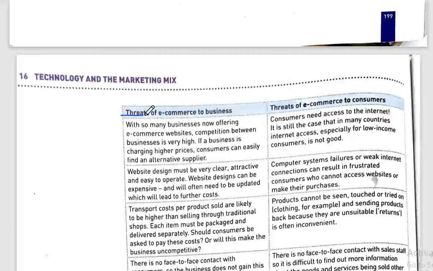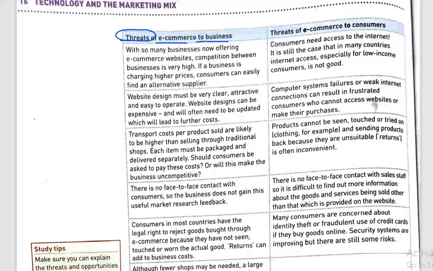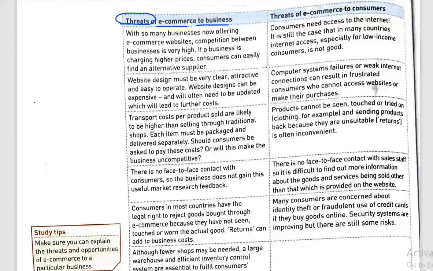So now we're going to be talking about the threats, or the drawbacks, of e-commerce to businesses. As a business, what are the drawbacks or the threats whenever I'm selling and buying online? Number one, with so many businesses now offering e-commerce websites, the competition is very high. A lot of people are selling and buying online. So this is the first threat, the competition.